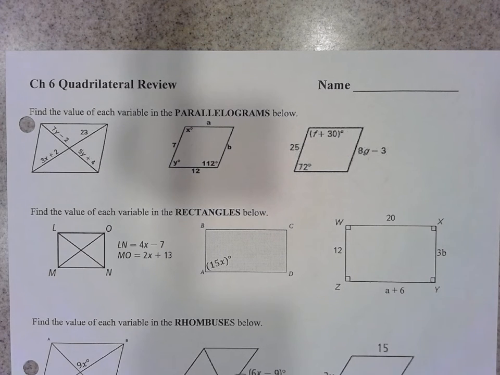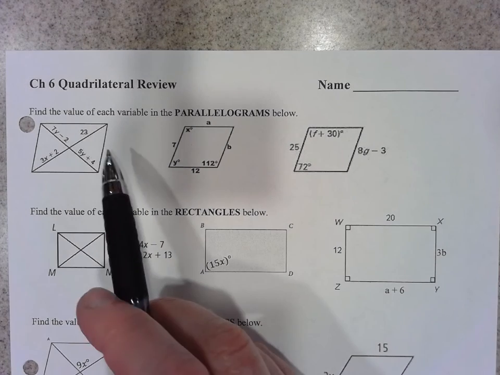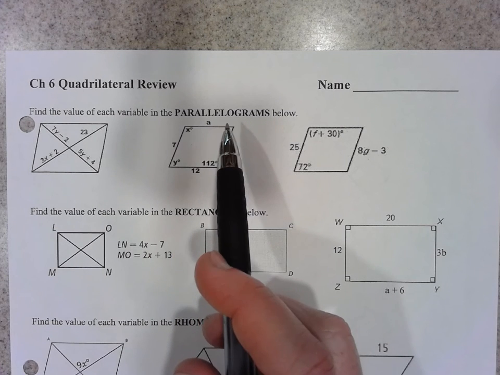I will be working through the Chapter 6 Quadrilateral Review worksheet. Please feel free to pause, fast forward, as is useful for you. As we look at the first set of questions, find the value of each variable in the parallelograms below.